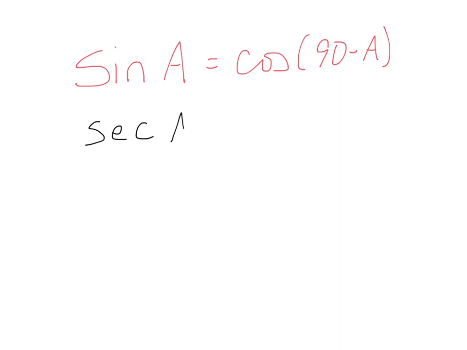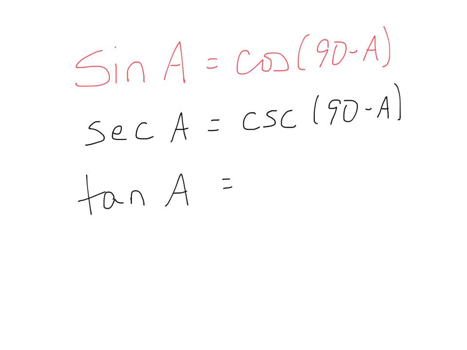So what I can tell you is that the sine of any angle A will always be equal to the cosine of its complement, and we're going to write that 90 minus A. I can also tell you that the secant of angle A will be equal to the cosecant of its complement, 90 minus A. And just the same way, the tangent of A will be equal to the cotangent of 90 minus A. So as long as you have complementary angles, you will always get equivalent ratios.